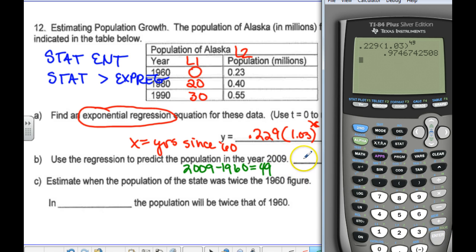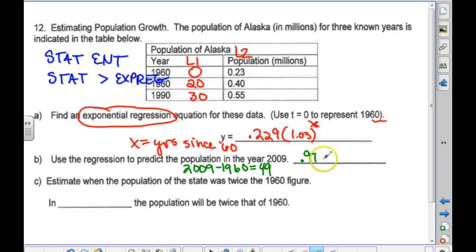Anyone get 0.97? Almost a million people? Okay. Now, did you guys notice that this 0.229 was very close to 0.23 right here? Why wasn't it exactly 0.23? Because isn't this our original starting value? But when it estimates a best fit, okay, it shifted it just a little bit off, and that's why.